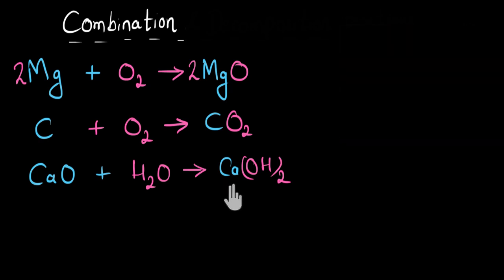So now we have looked at many examples of combination reaction. Here, multiple reactants combine to give me one single product. And we also saw that in all of these reactions, energy was given out. And such reactions are called exothermic reactions. And in general, combination reactions are exothermic in nature, meaning they give out heat. But not all combination reactions are exothermic.